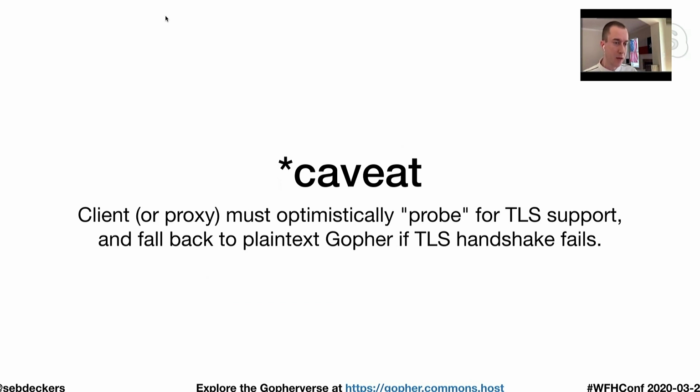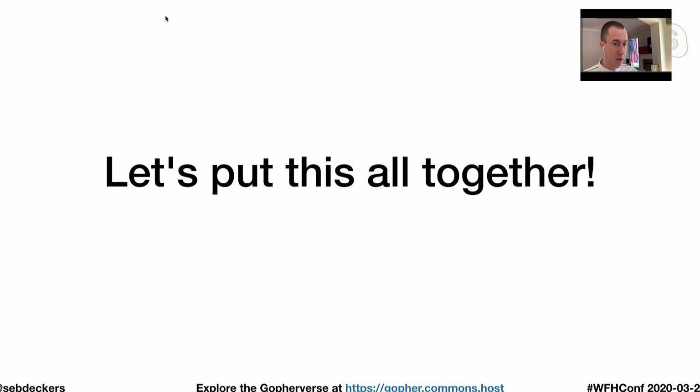So, a caveat: I'm trying to do this on the same port, for reasons. On port 70, I want to do TLS as well as plaintext, and so I have to do this probing and fall back if it doesn't support it. It all works out in the end, but some people call this a hack, and that has been, I think, the main reason for objection to this concept. But let's see if it works.